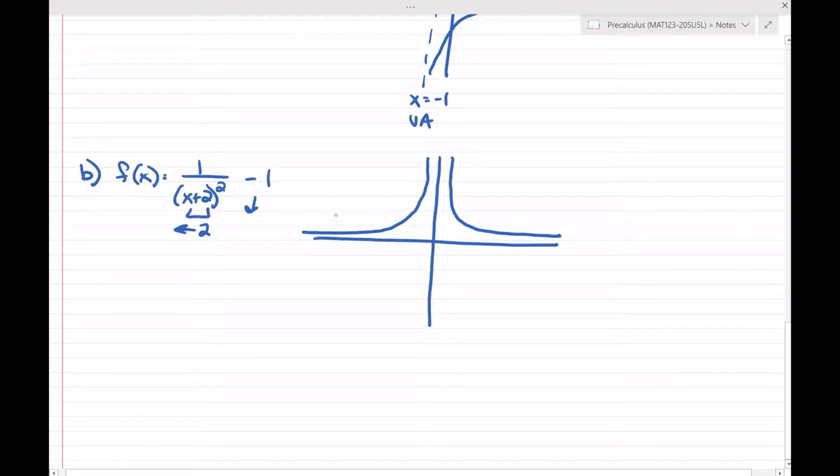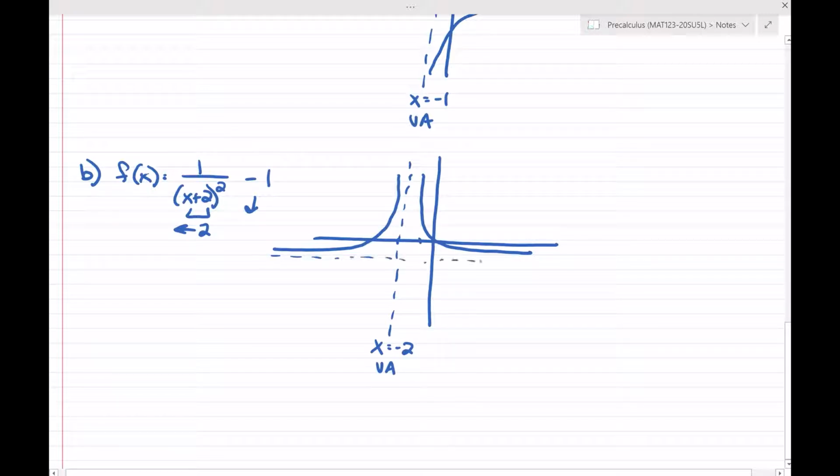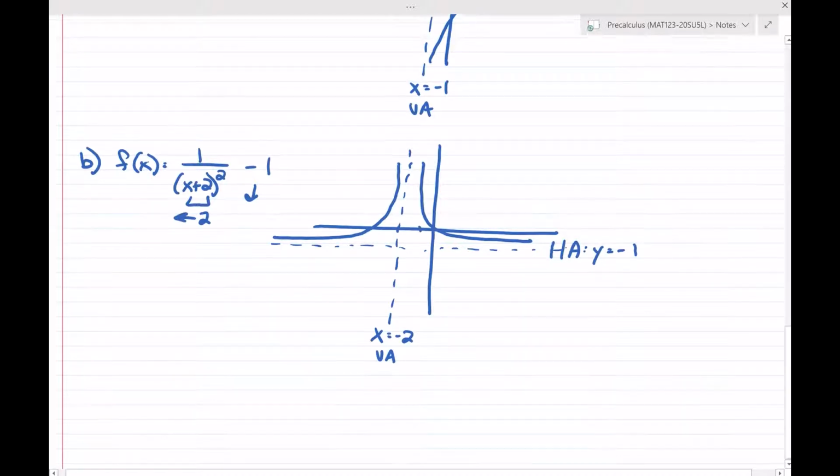And what we're going to do with this is I'll just grab the branches, and we're going to move them to the left 2, 1. All right, so this is the original, 1, 2, and then down 1, like that. So our vertical asymptote, instead of being at 0, is now going to be at negative 2. And our horizontal asymptote that was at 0, if we move it down 1, is now going to be y is equal to negative 1. That's how we do that.